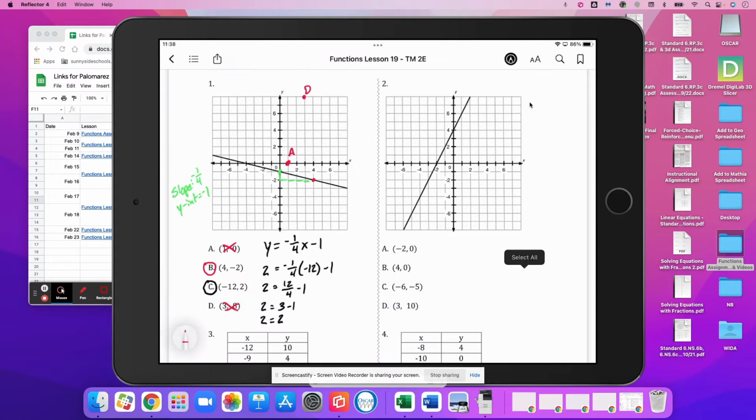So on to number 2. We have (-2, 0), and that's (-2, 0) right there. So yep, (-2, 0) satisfies the function.